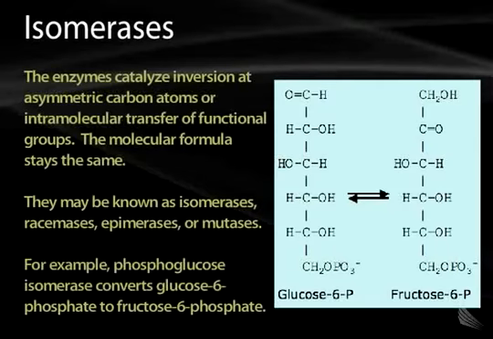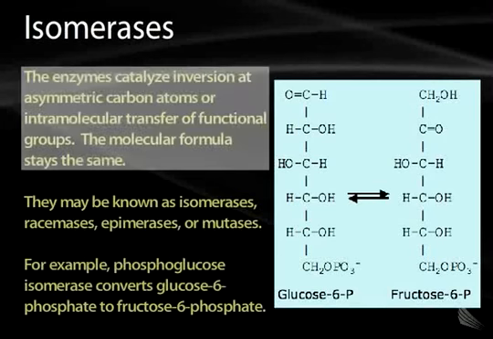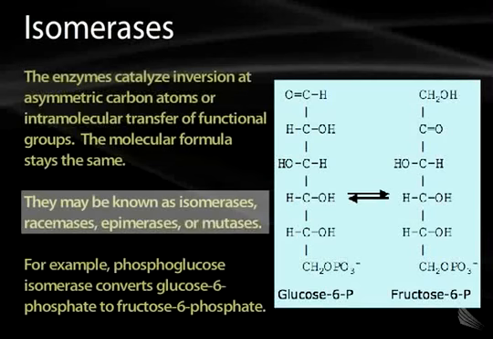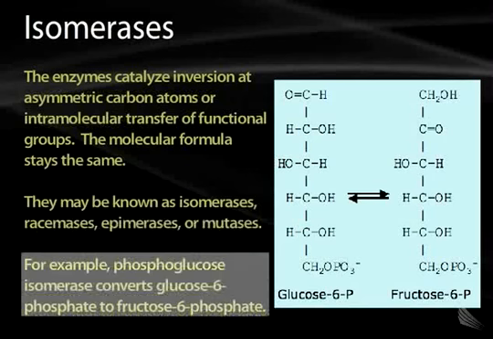Isomerases don't add or remove anything from a molecule. Rather, isomerases simply change the configuration of that molecule by the intramolecular transfer of functional groups. The molecular formula of the compound stays the same. These have names like isomerase, or racemase, or epimerase, or mutase. An example of that is phosphoglucose isomerase, which converts glucose 6-phosphate to fructose 6-phosphate. Now, glucose 6-phosphate and fructose 6-phosphate have the same molecular formula, but you can see in the schematic at the right they have a different molecular configuration.